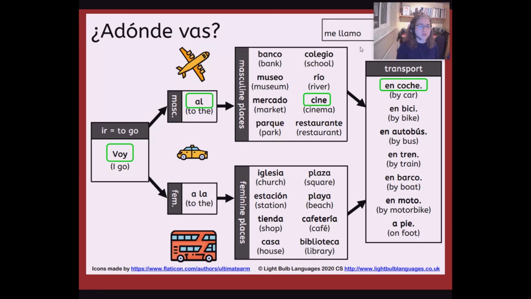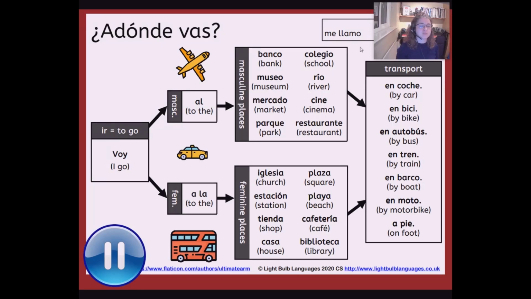So, what I would like you to do is to use this sentence builder to write 10 sentences saying where you are going and how you are getting there. You choose which places, you choose which transports. You can use them more than once if you like. So pause the video, write 10 sentences to say where you are going and how you're getting there, and then press play when you're ready to continue.